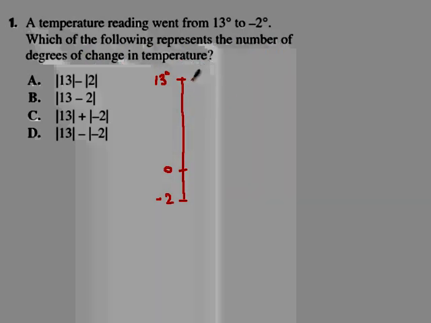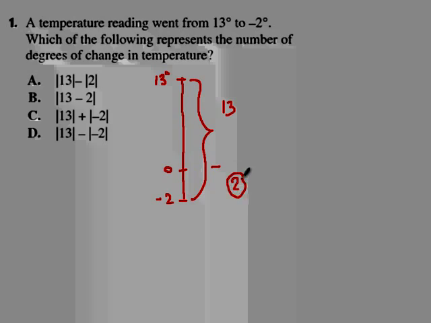So from 13, it went down to -2. This distance from 13 to 0 is 13 units, plus the distance from 0 to -2 is 2 units. So we expect that our answer would be 13 plus 2 equals 15 degrees. So there's a decrease of 15 degrees.